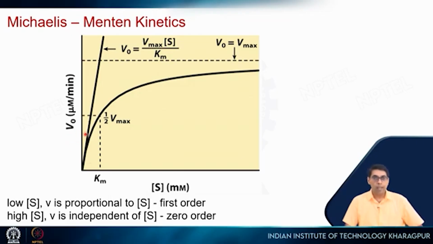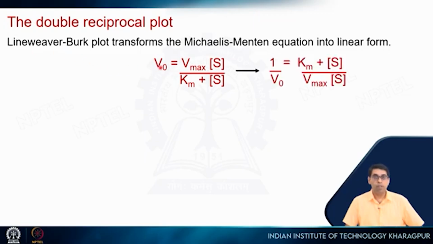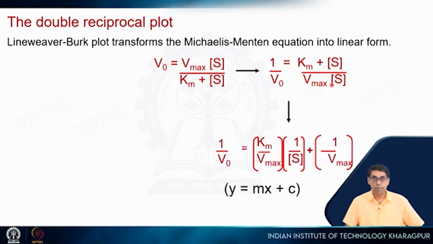So let's look back at this. We have already seen this. This is our Michaelis-Menten curve, right? And we have also seen that we can linearize the Michaelis-Menten equation, which was done by Lineweaver and Burk. We flip it, we inverse it, and then we divide by Vmax over S. So this is what we get: 1 by V naught equals Km by Vmax times 1 by S plus 1 by Vmax.